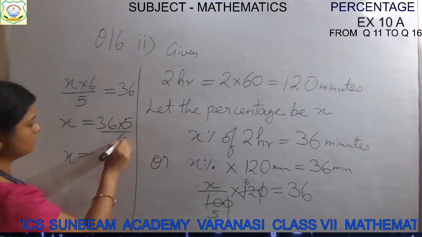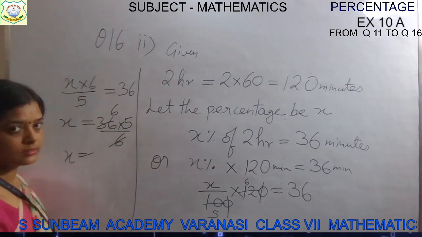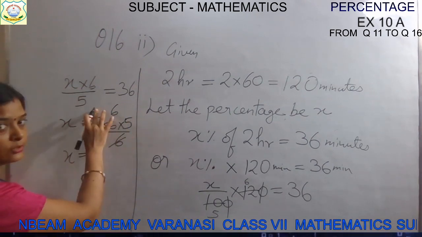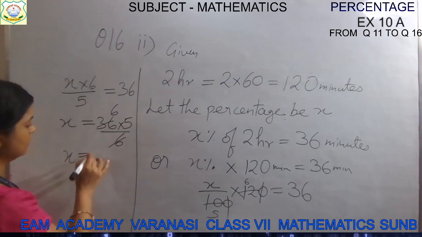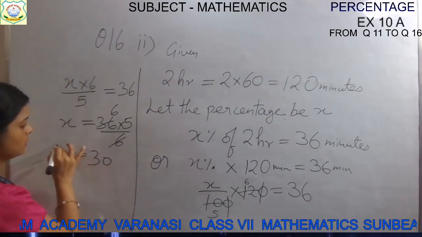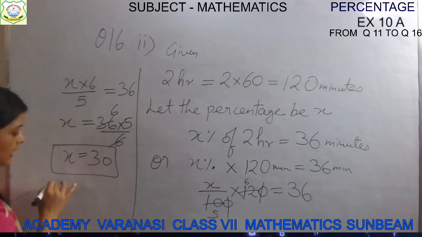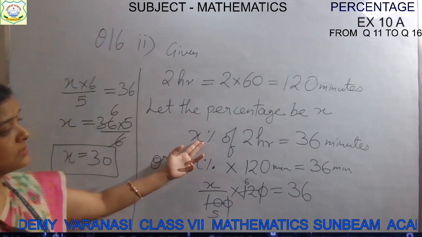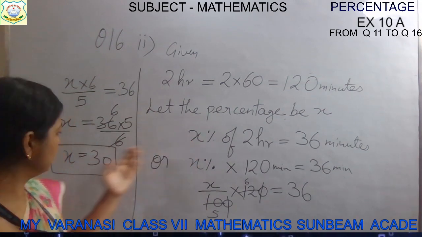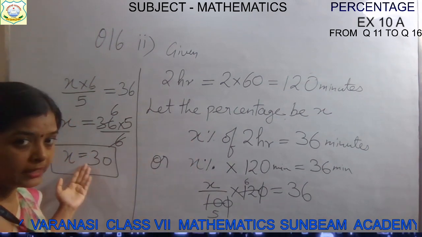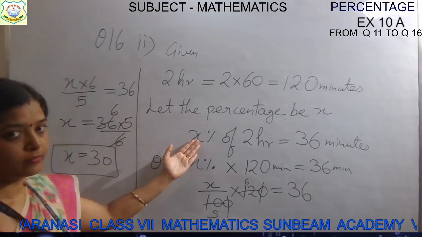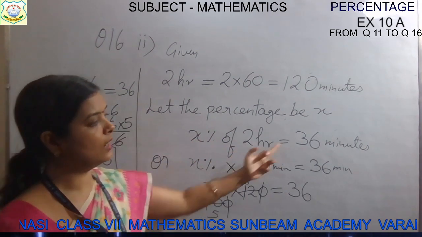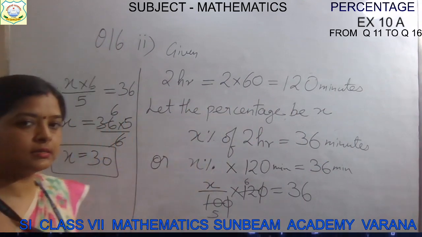Now x is equal to 6 6s are 36. And what is left in the numerator? 6 into 5, so 6 5s are 30. X is equal to 30. Hence, you will mention it, children. Hence 30%, because x you have to find. So in place of x, you will write 30. Hence, 30% of 2 hours is 36 minutes.